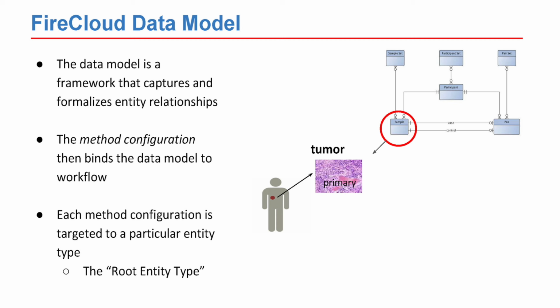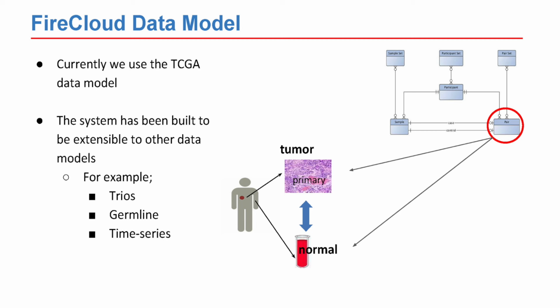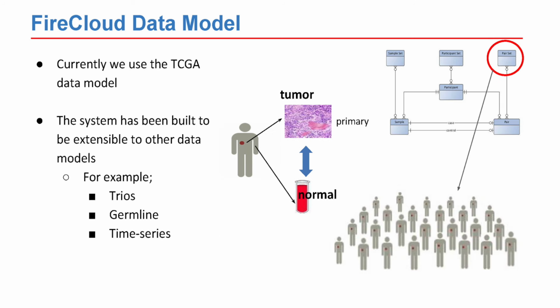In cancer, we routinely work with two samples, tumor and normal. So these samples constitute a pair. Oops, sorry, we'll go back. Samples constitute a pair. Then, if we want to analyze an entire cohort, we can move into a pair set, a participant set, or a sample set.